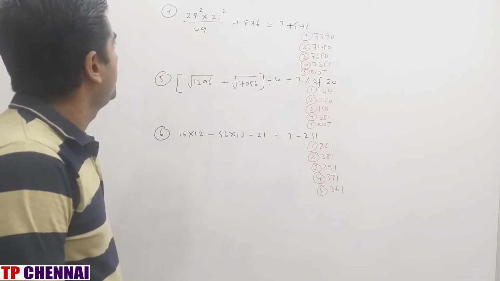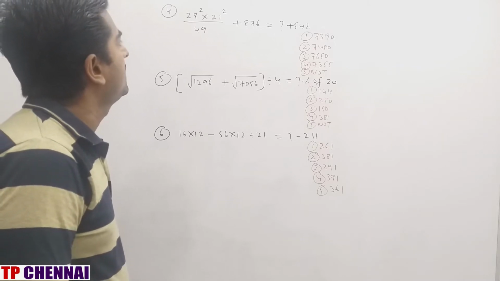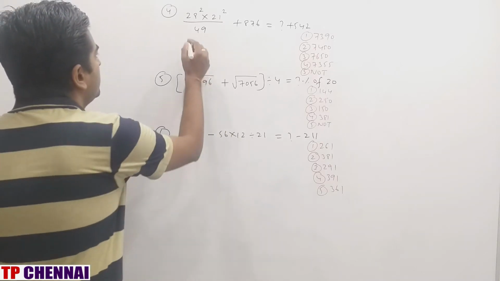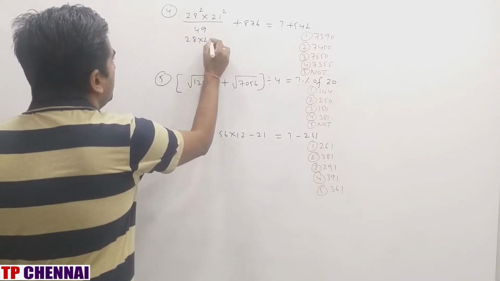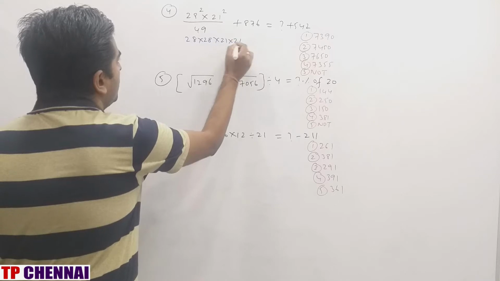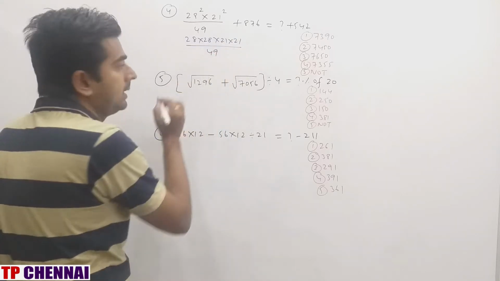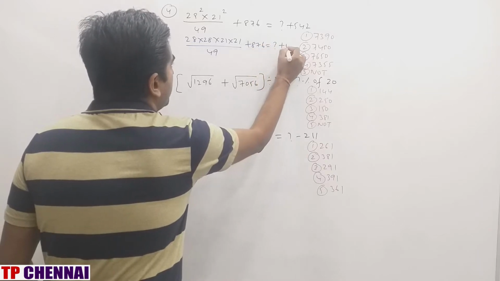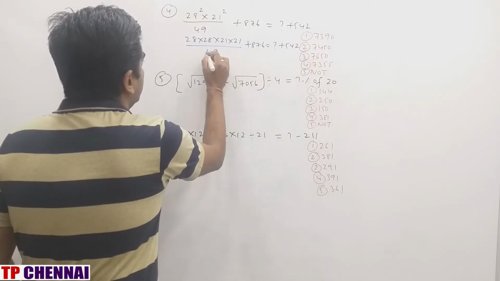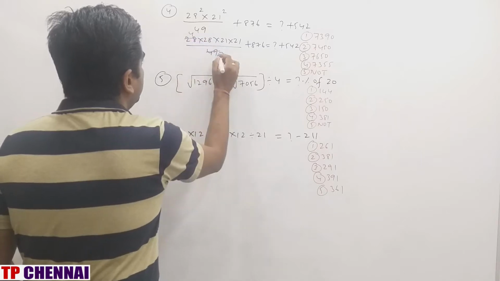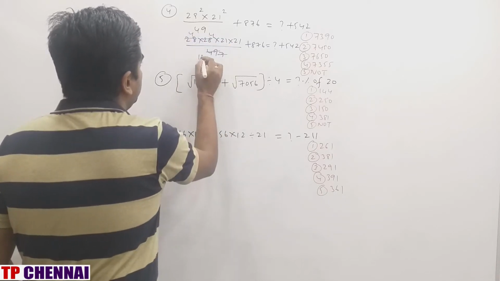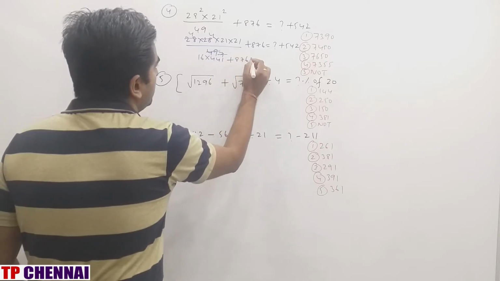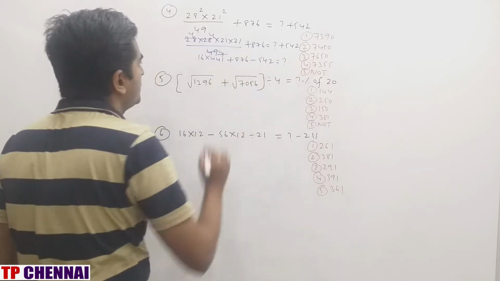28 square into 21 square divided by 49 plus 876 is equal to question mark plus 542. So this is 28 into 28 into 21 into 21 divided by 49 plus 876 is equal to question mark plus 542. So 7 7s are 49, 7 4s are 28, 7 4s are 28. So this is 16 into 441 plus 876 minus 542 is equal to question mark.